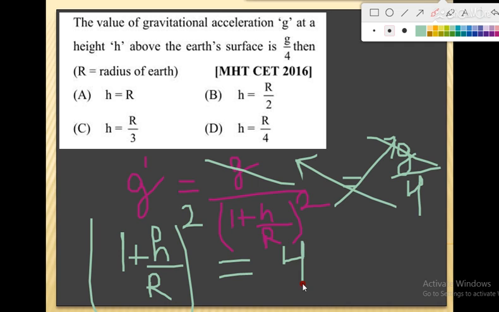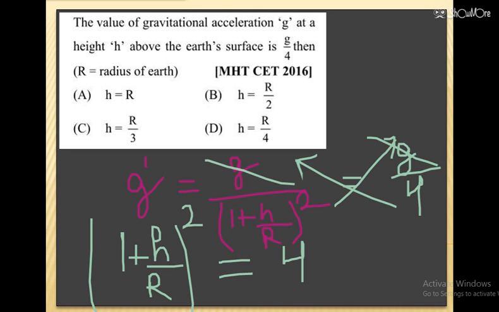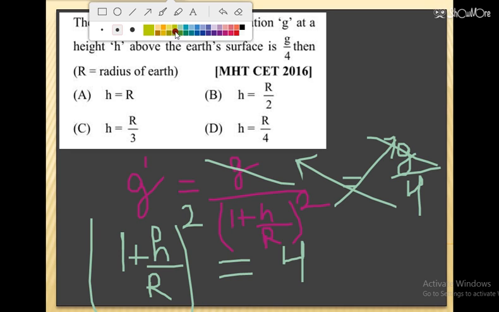After this we have to take square root on both sides, left side as well as right side, and we have to take the positive root. You can note down up to this point. Okay, let's solve it here. So take the square root on both sides, and positive root we have to take, otherwise if we take the negative root -2 on the right side, then our answer will be negative. So it is 1 plus h by r is equal to 2.